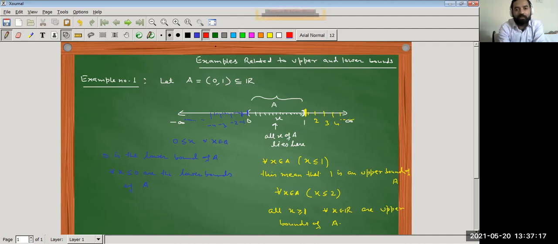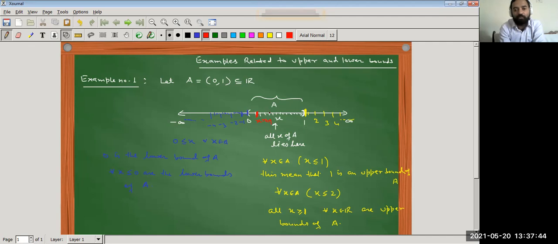Now my next question is, what can we say about this element x? Is x a lower bound of this non-empty set A? Let x be equal to 0.9. Is 0.9 a lower bound of this set A?